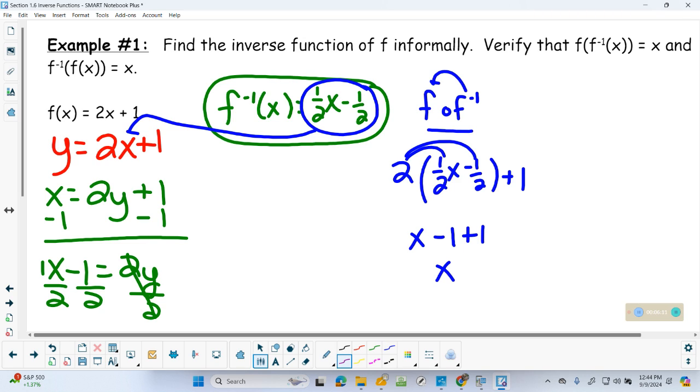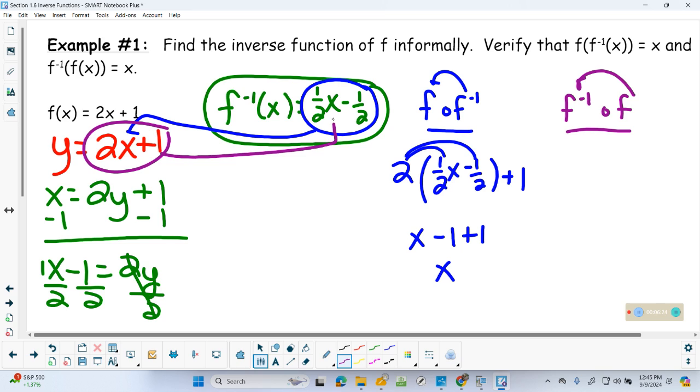Now, here's the yuck part. It has to work both directions. So now we have to do f inverse of f. So right into left, f into f inverse. So now I'm going to take the red f and put it into the green. So the green function says we've got 1/2 times the input, but I'm replacing the input with our red f function, 2x plus 1, and then minus 1/2. Now again, as long as my inverse function is correct, this better equal x, otherwise we have an error somewhere. All right, plus, it looks good, it looks good.